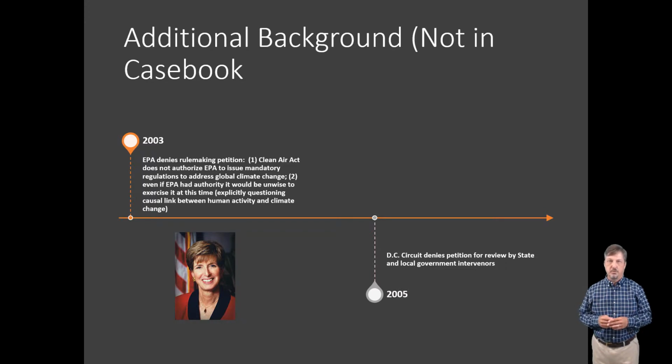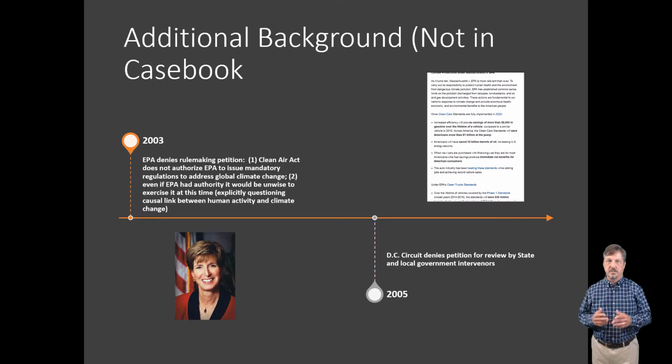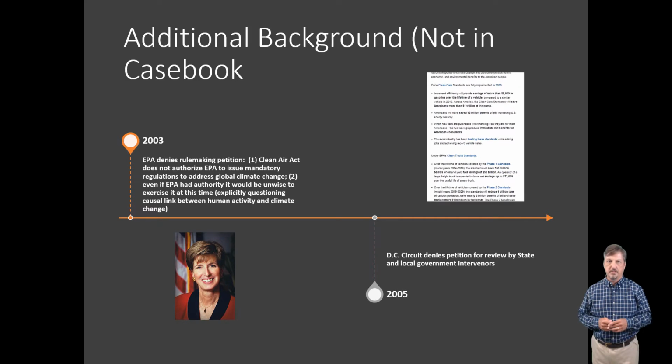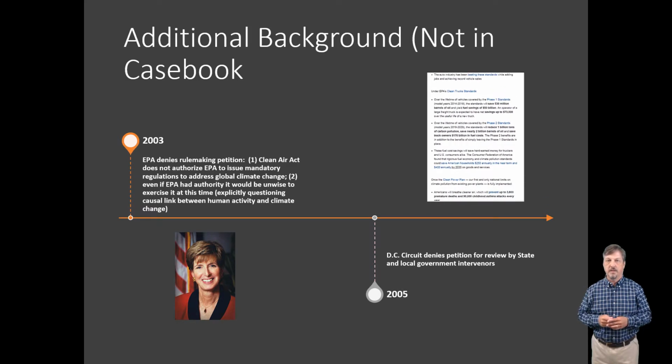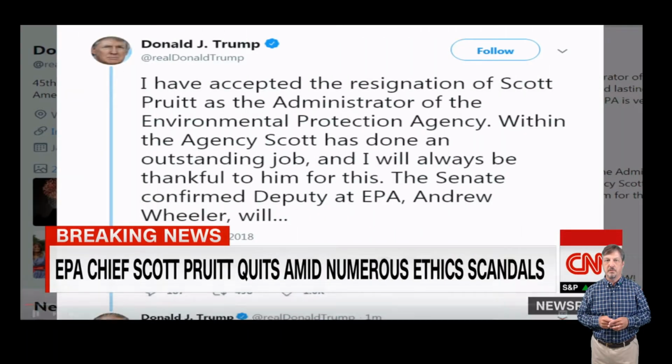Eventually, the EPA did issue a number of rules relating to greenhouse gases, the Clean Cars, Clean Trucks, Clean Power, and Methane Pollution Standards, all adopted during the Obama administration. These are among the regulations President Trump's EPA Administrator Scott Pruitt questioned before his resignation on July 6, 2018.